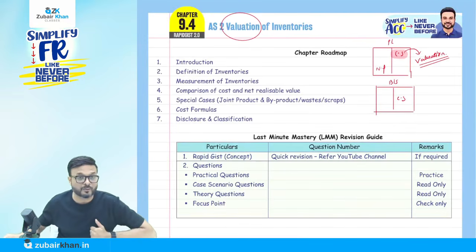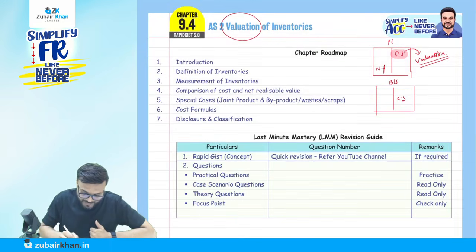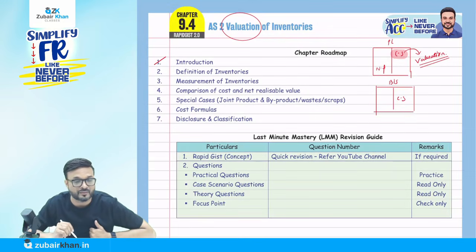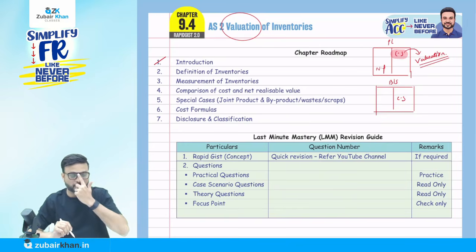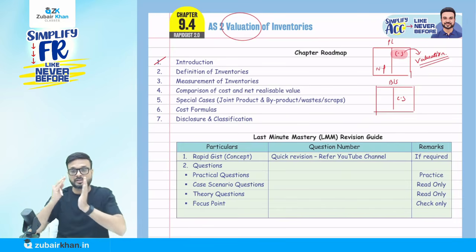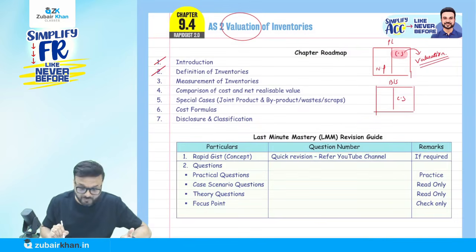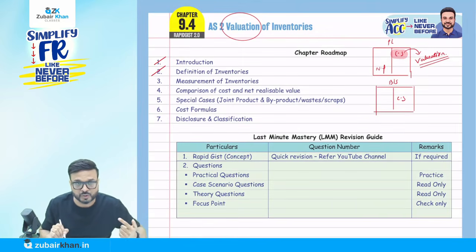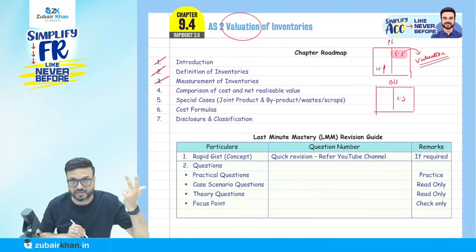I will come to the questions, but what we have covered: point number 1 is the introduction. We have to do the valuation of inventory properly so that we can find the proper profit accurately, and the current asset also, because inventory is a part of current asset. Then the definition of inventory: finished goods, stock in trade, or WIP, or the raw material. Measurement: cost or NRV, whichever is lower.